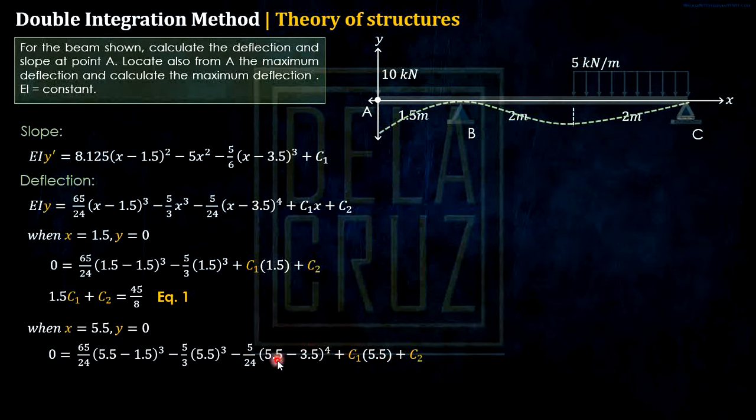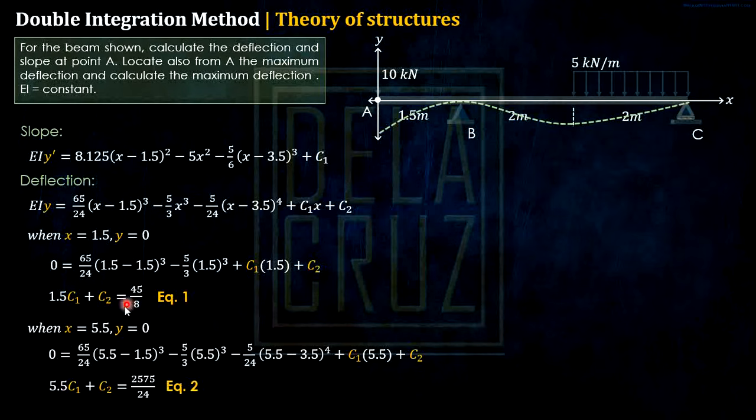Now, as you can see, this term is now included, because if we substitute 5.5 here, this moment arm will no longer be negative, so we include it. Simplifying this, this is what comes out: 5.5 C1 plus C2, then this whole constant here, calculate it, then transpose to the other side. So that is our equation 2.